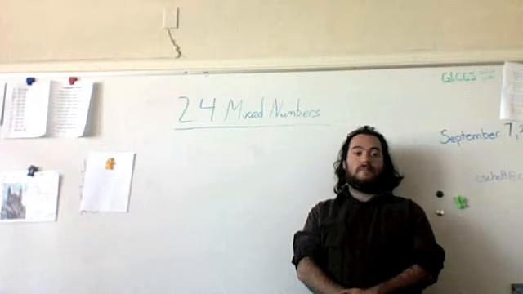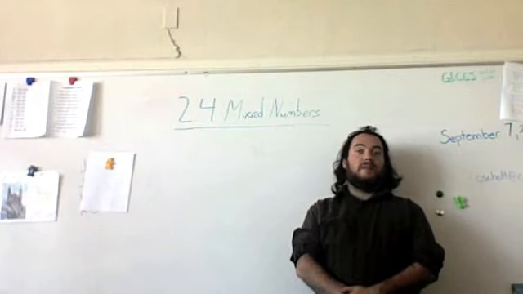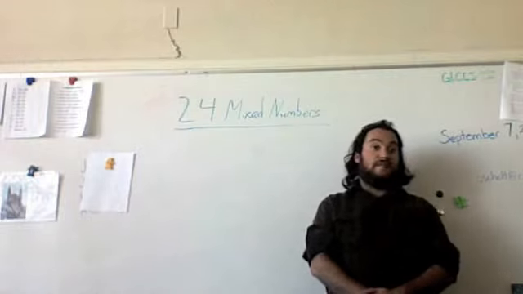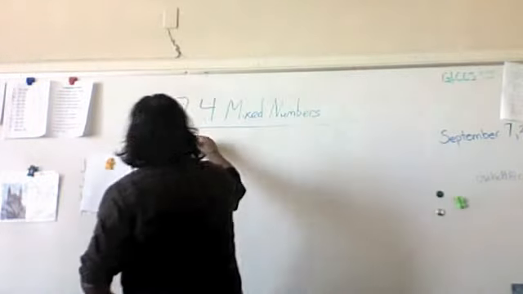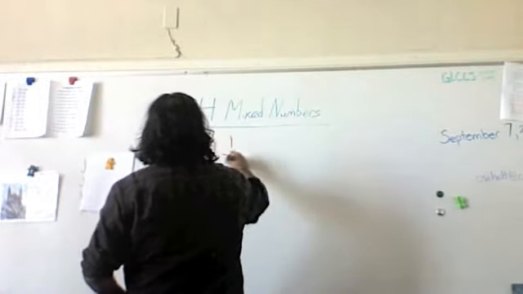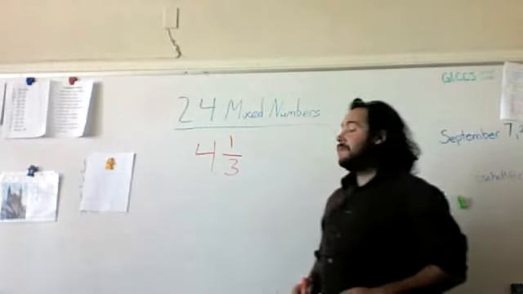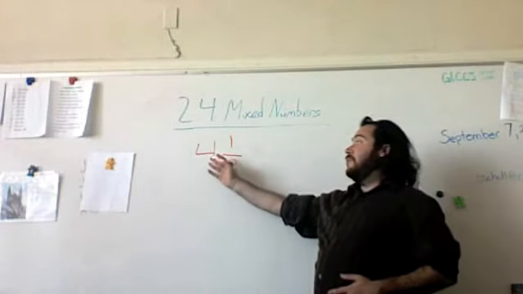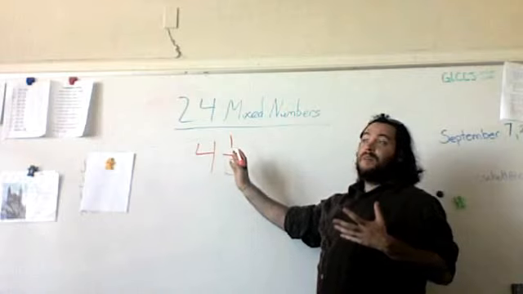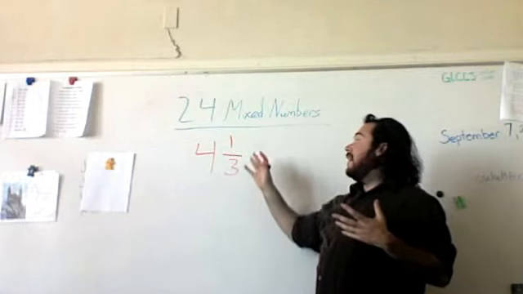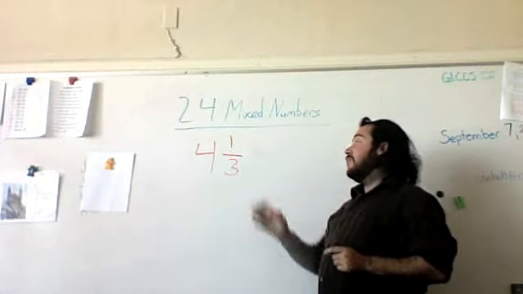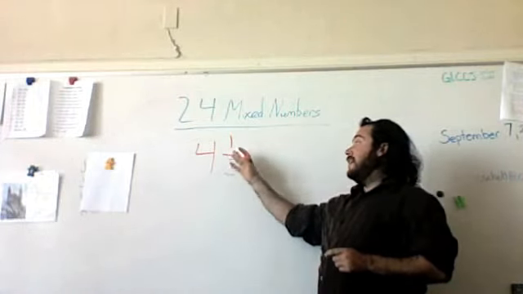Today's lesson is Chapter 2, Lesson 4 on mixed numbers. A mixed number is a number that contains both a whole number and a fraction. For example, 4 and 1/3. We say the whole number first, 4, then use the word "and," then read our fraction. 4 and 1/3.